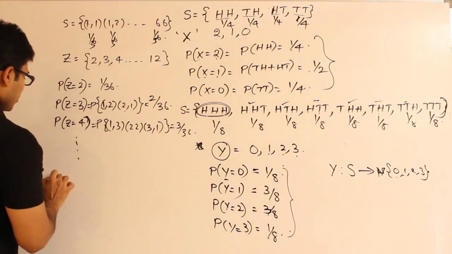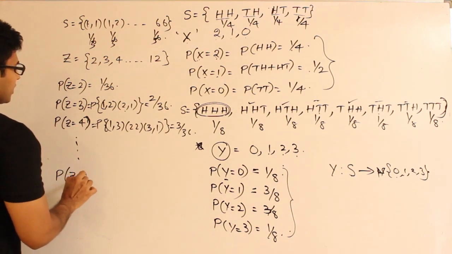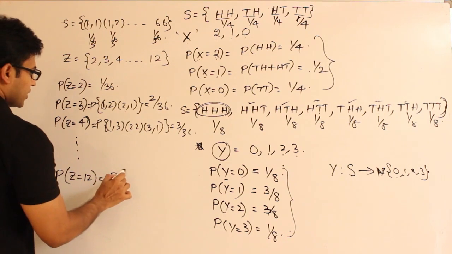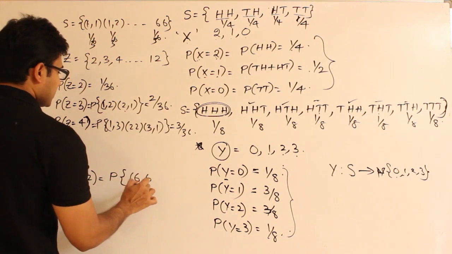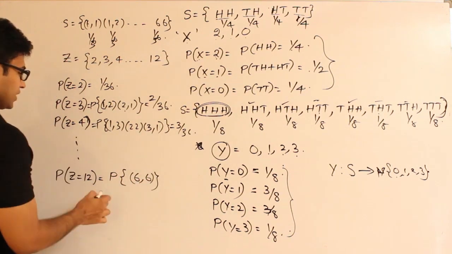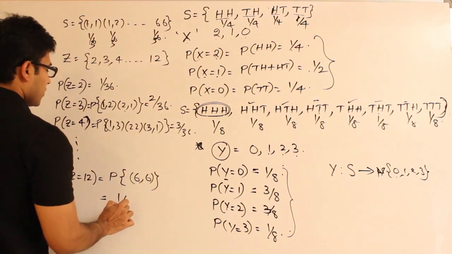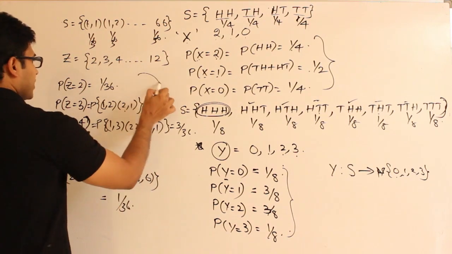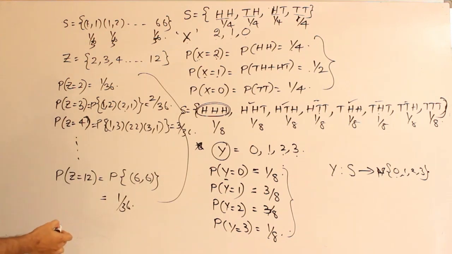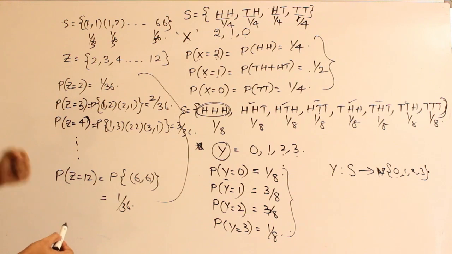So on. What is the probability that you are going to get 12? So what are the events that we have here? 6 comma 6. Only this is the favorable event, right? So it is going to be 1 by 36. So again we can give probabilities to each of the possibilities. This is called probability distribution.